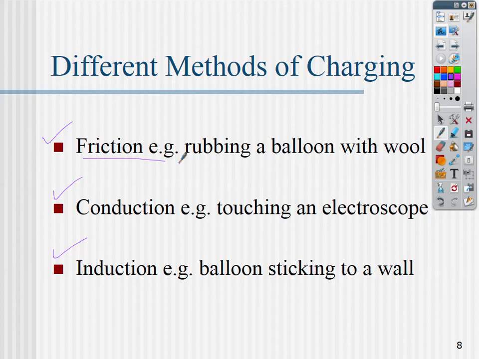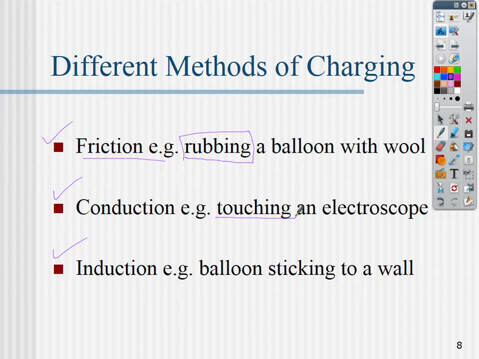I don't even have any separate slides for friction because hopefully it's pretty straightforward. With friction, we have to have some sort of touch and rubbing motion between the objects. The objects must be moving across each other. That's different from conduction, where I simply touch the objects. No rubbing. I simply touch the object, and usually something is already charged there.